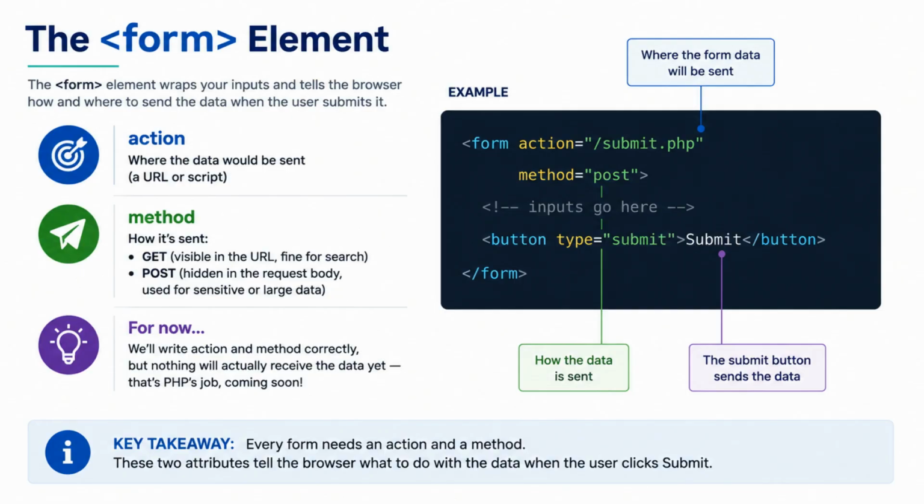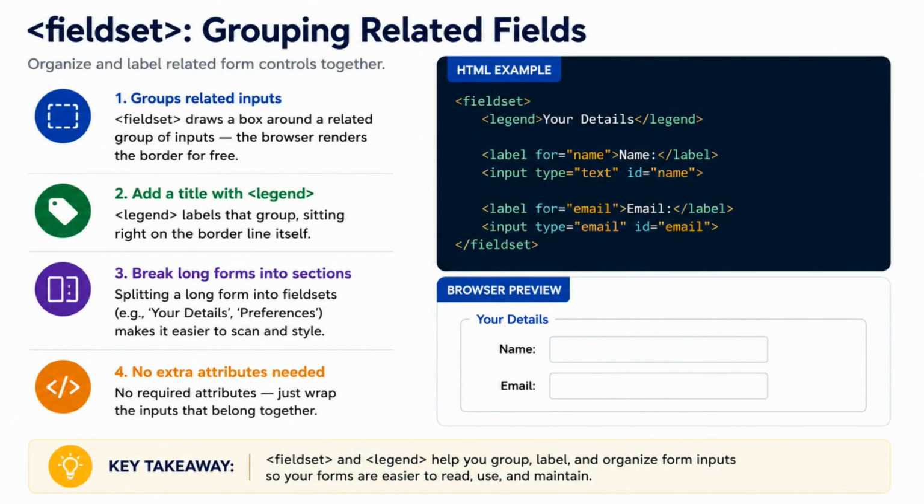Get puts data visibly in the URL, fine for something like a search query. Post hides it in the request body, used for sensitive or large data. Be explicit with students about the honest scope here. They'll write action and method correctly starting today, but nothing will actually receive that data yet. That's PHP's job, coming soon in Chapter 7. This is bonus material beyond the core textbook narrative, worth flagging as such.